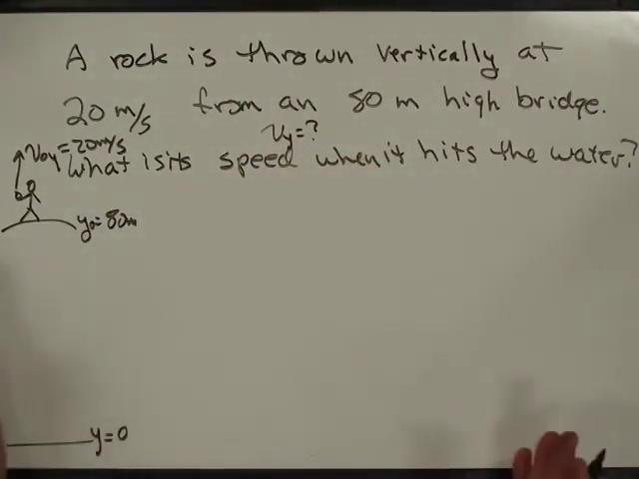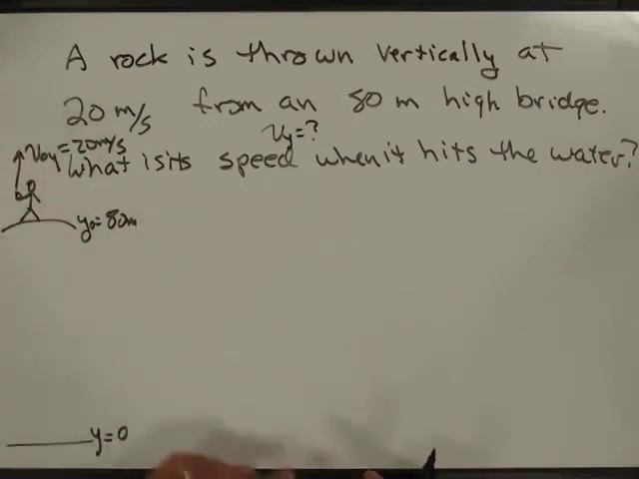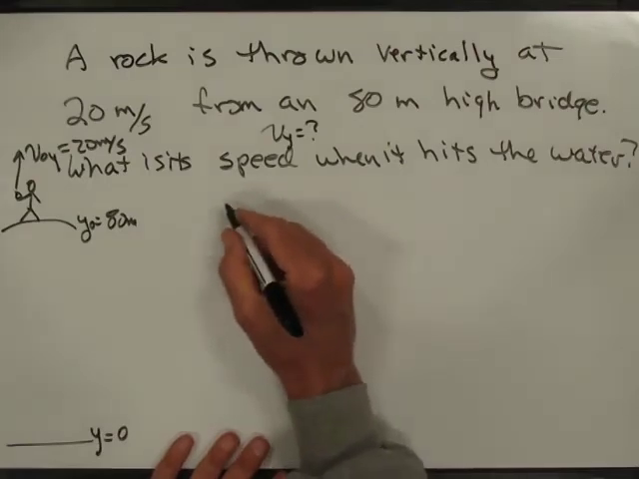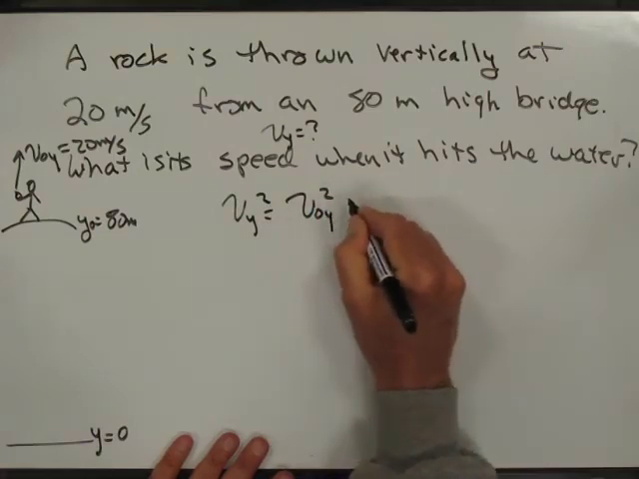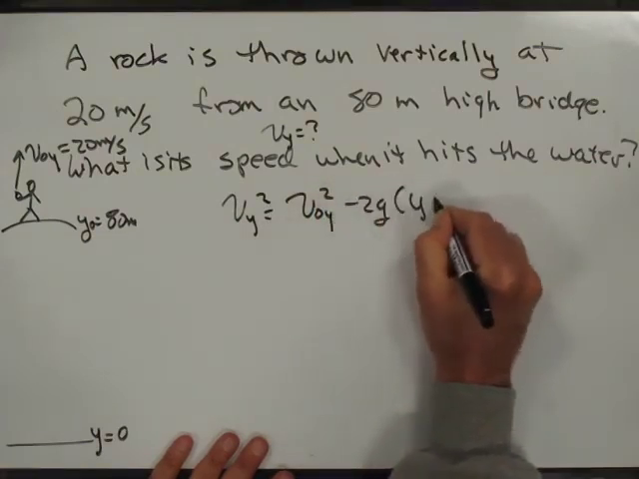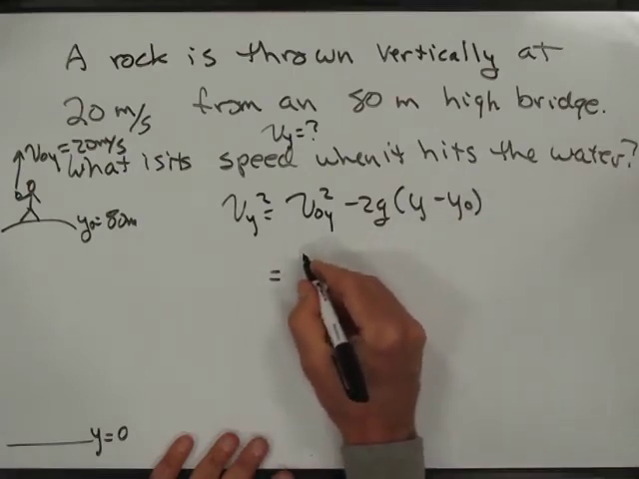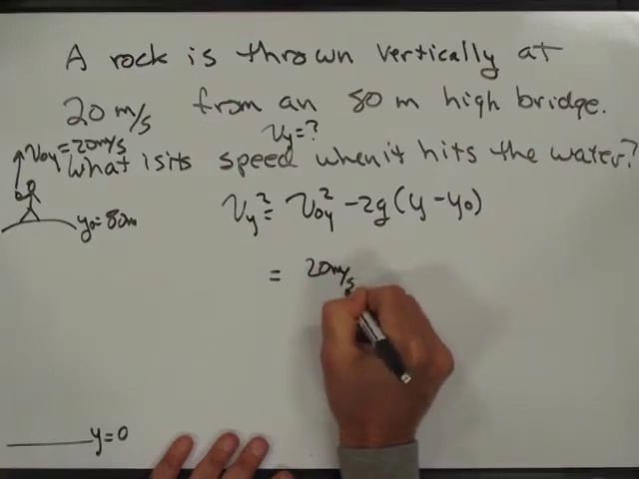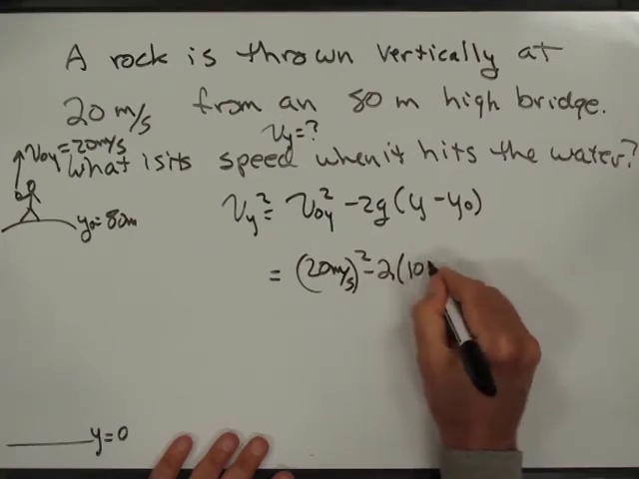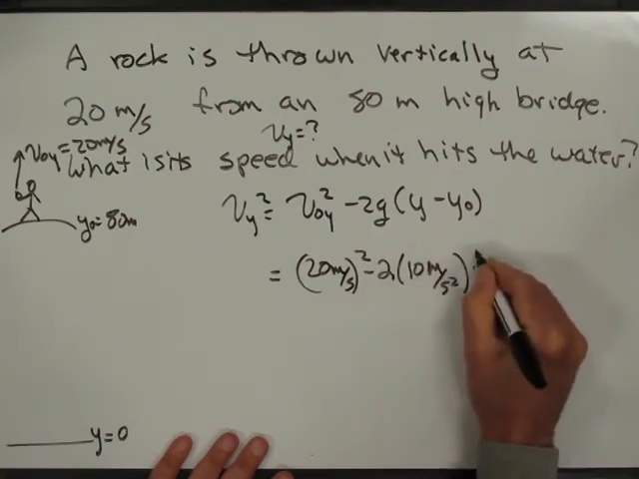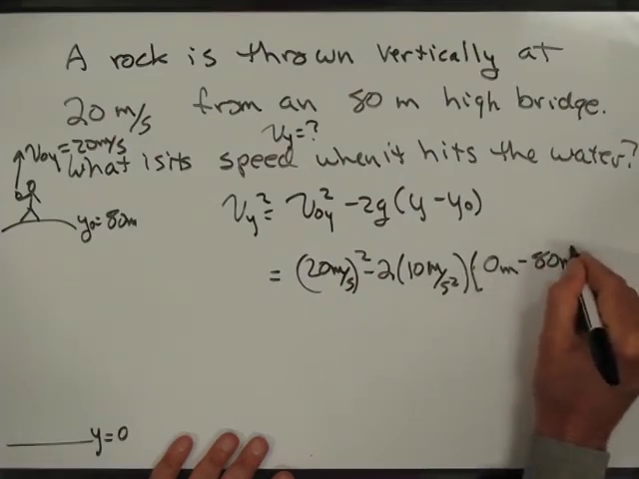And so here's a problem where we don't have the time. We have a distance and we have an initial velocity, and we're after a final velocity. And so you can look at equation 5, Vy squared is equal to V0y squared minus 2g times (y minus y0). And so this is 20 meters per second squared, minus 2 times 10 meters per second squared times its final position, which is 0 meters, minus 80 meters.